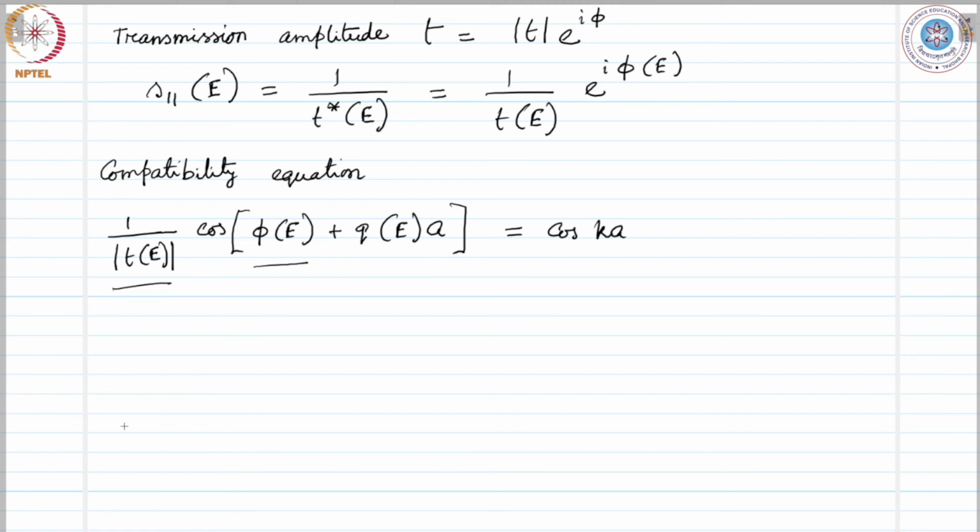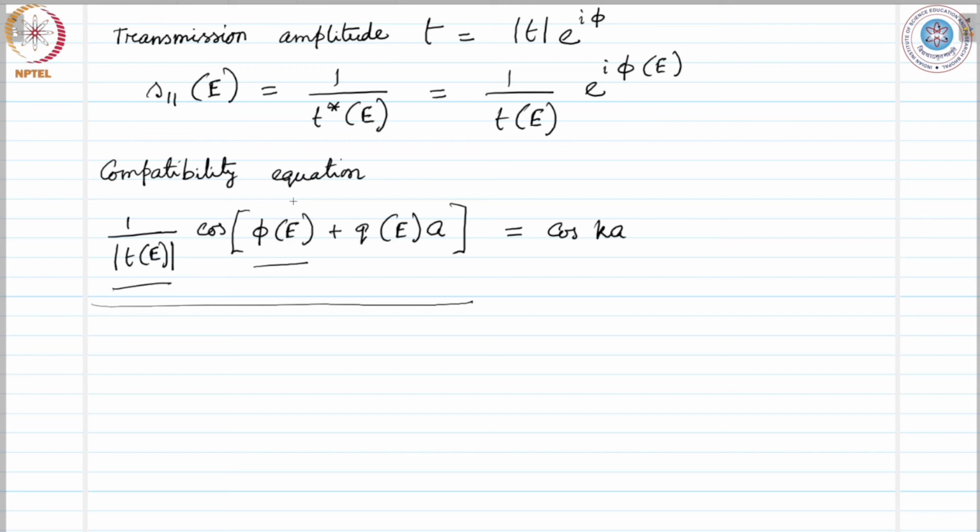The compatibility equation can be satisfied only for the values of energy for which the magnitude of the left hand side, that is this part, is less than or equal to 1, because cosine of k a cannot be more than 1. So, if the absolute value of this quantity is less than or equal to 1, then this compatibility equation would be satisfied, otherwise it won't be compatible.